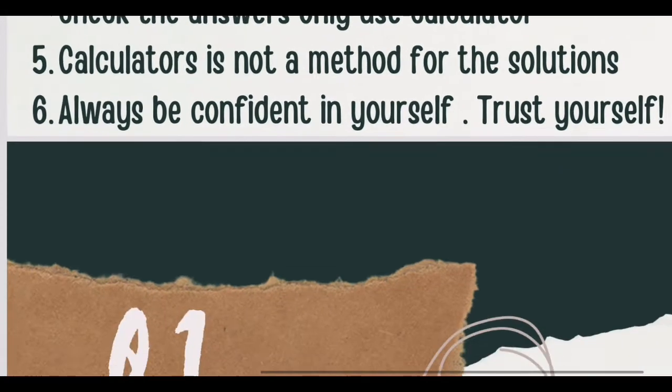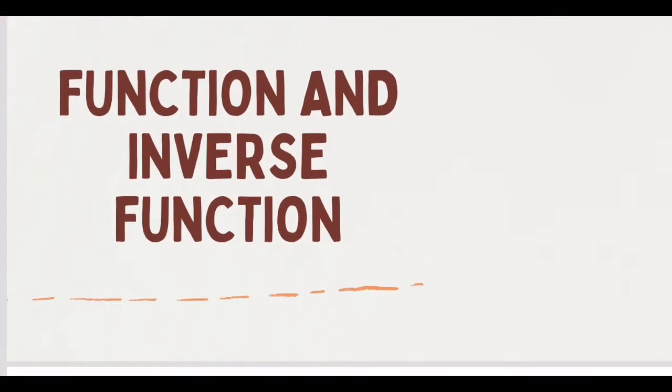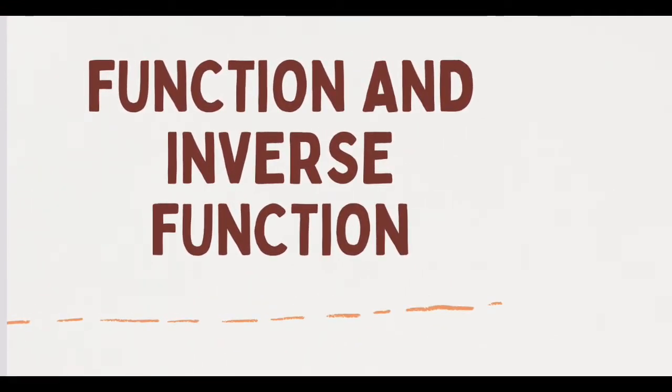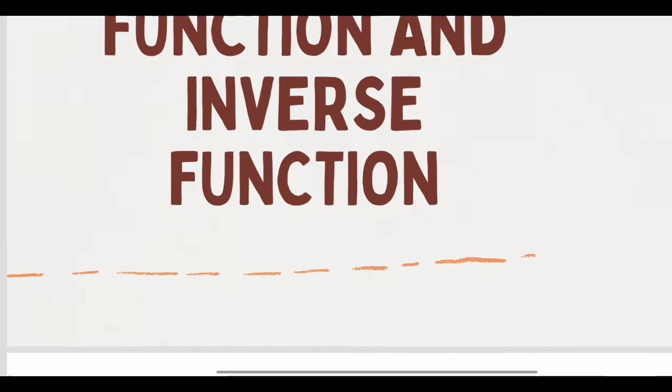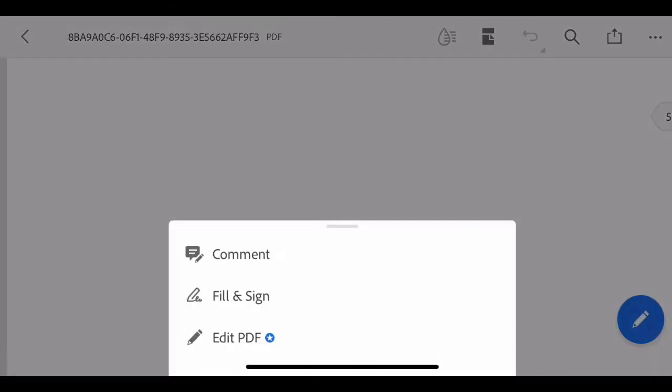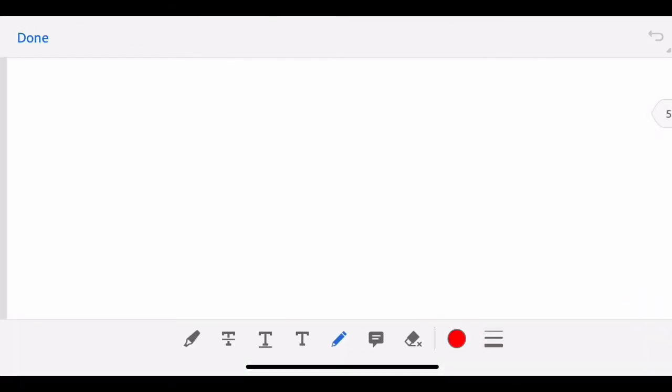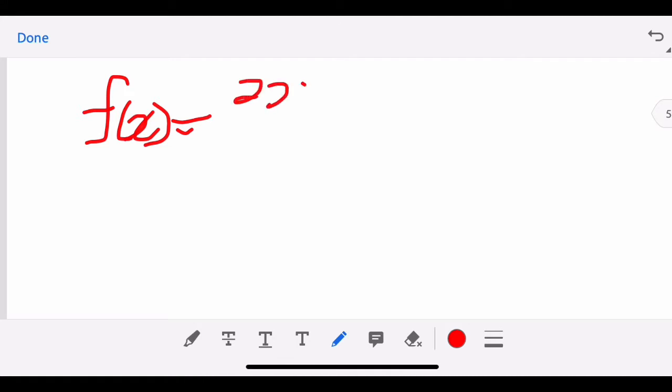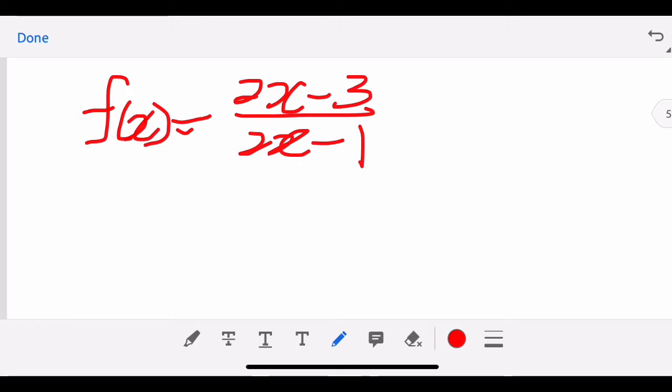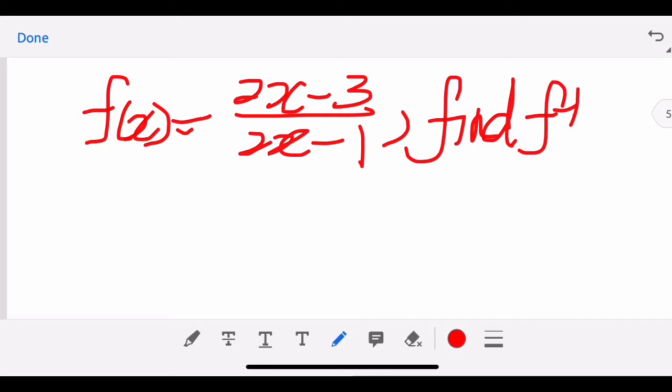Alright, today I'm going to discuss one question on function and inverse function. One day one question will do. Maybe I try to post a short question and discuss. So today I would like to discuss the function, right? So let's say you are given f(x) equal to 2x minus 3 over 2x minus 1, like this. Then you are asked to find the inverse function.